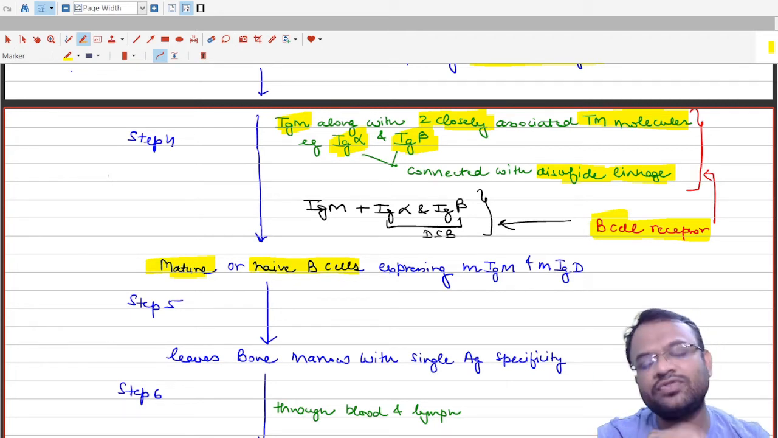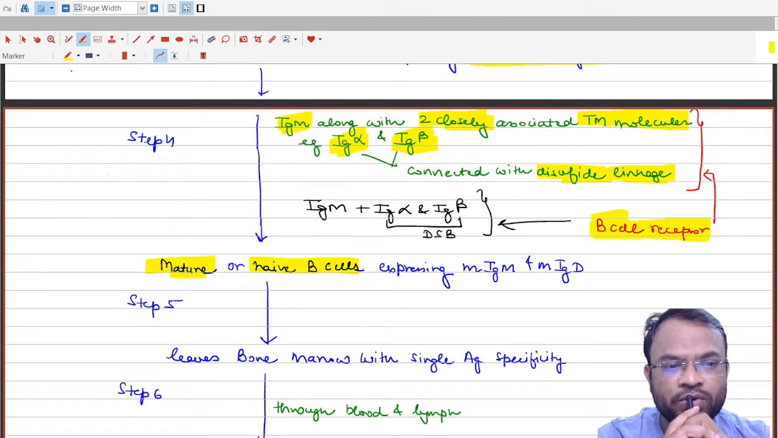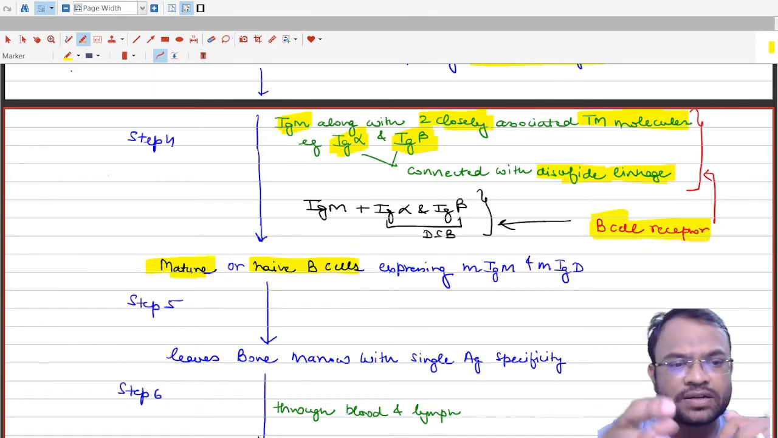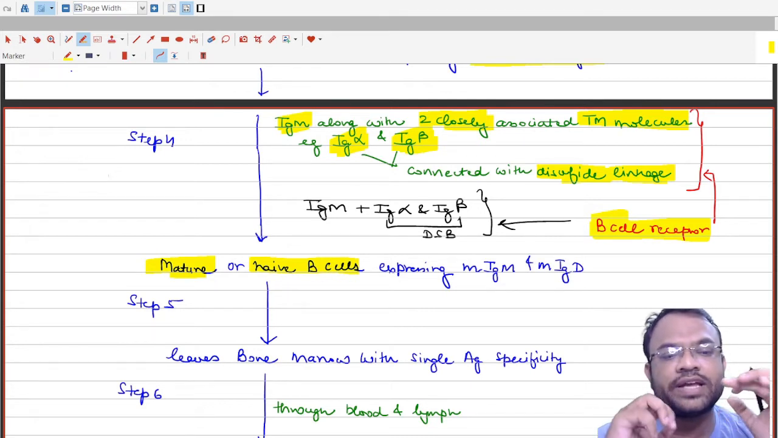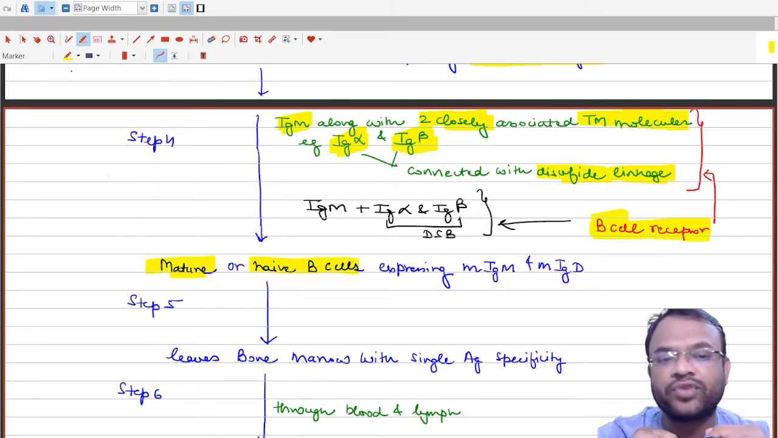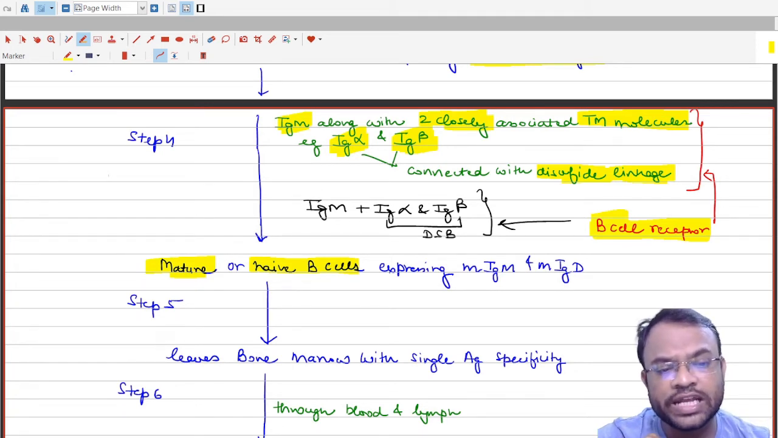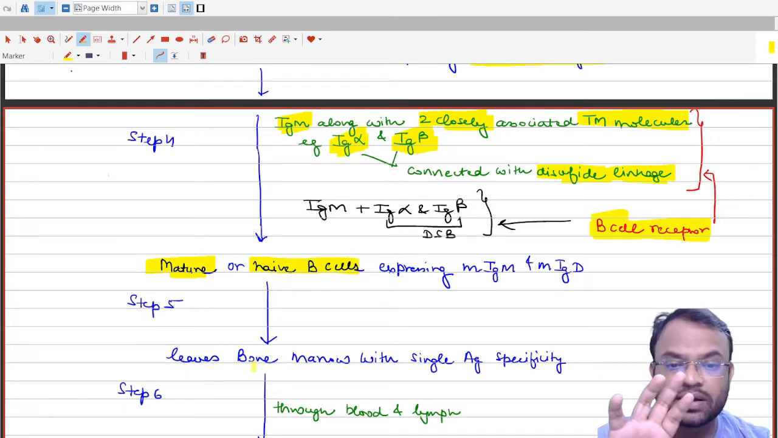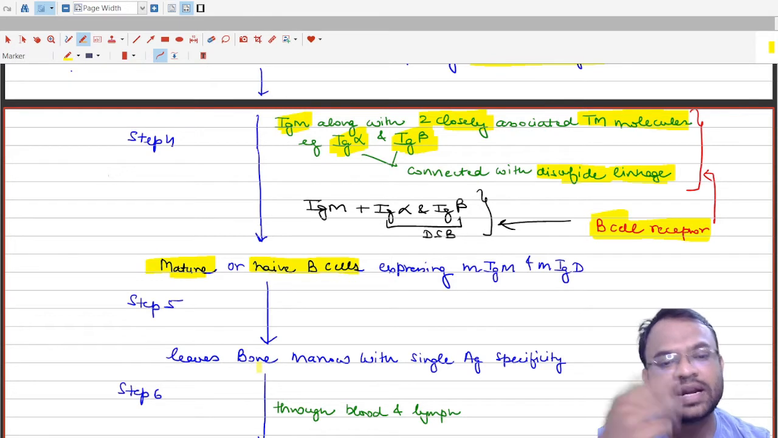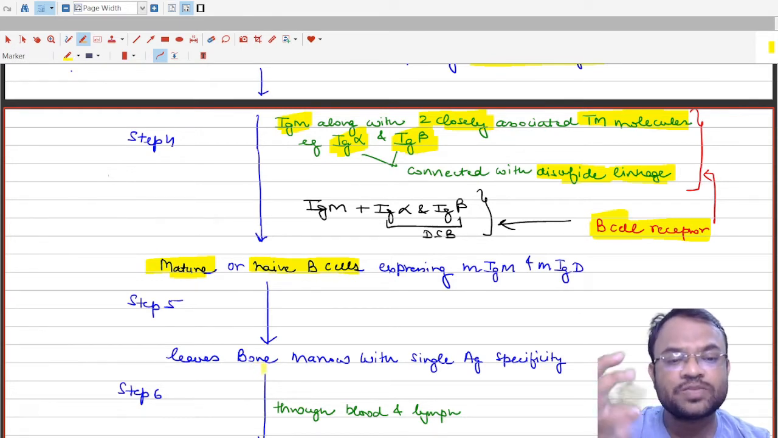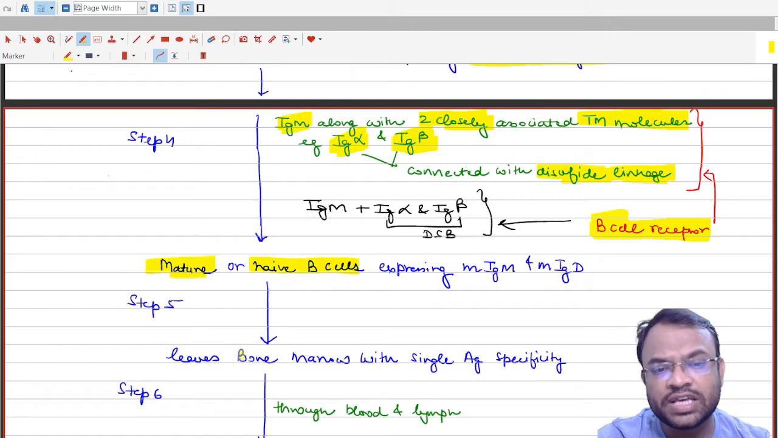Now you would know, if you have seen my video on primary and secondary lymphoid organs, I have already said that the encountering of the antigen takes place specifically in secondary lymphoid organs. So now what will happen? They would leave the area of the bone marrow in order to get in contact with the antigens, and they would leave the bone marrow as single, having single antigen specificity.